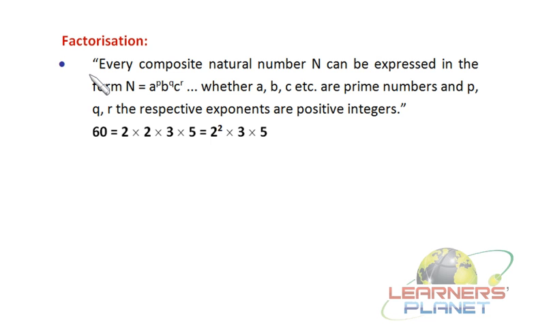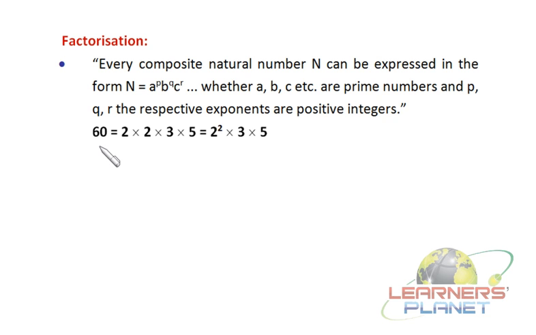Now let's see what is factorization. Every composite natural number n can be expressed in the form n is equal to a raised to p, b raised to q, c raised to r and so on, where a, b, c are prime numbers and p, q, r, the respective exponents, are positive integers. Suppose I have an example over here, that is 60. 60 is a composite number and 2, 3 and 5 are prime numbers. So every composite number can be expressed in the form n is equal to a raised to p, b raised to q, c raised to r. Okay. Here 2, 3, 5 are prime numbers and this 2 is the exponent of 2.